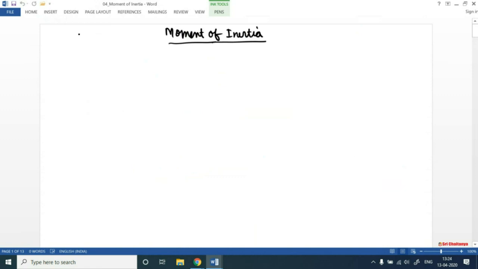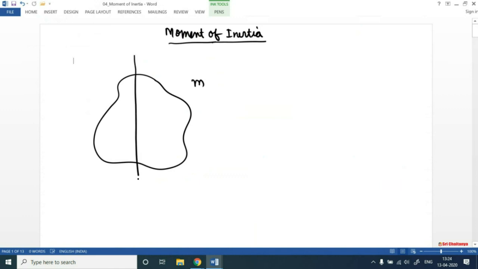Let's look into one picture. Let's say we have some rigid body of mass m, which is undergoing purely rotational motion, or fixed axis rotation, and this rigid body is rotating with angular velocity omega about this axis. We wish to find out the kinetic energy of this rigid body. To do that, let's take a small element of mass dm.